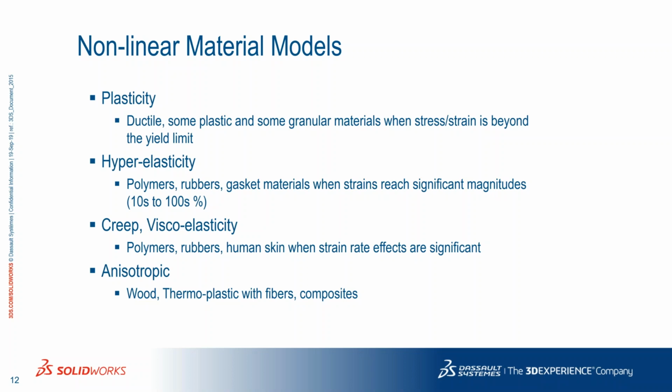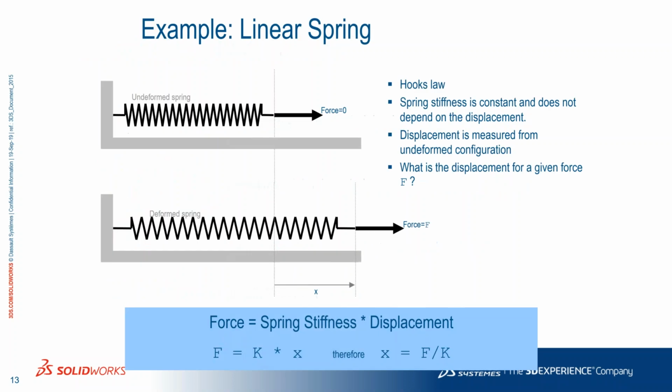Anisotropic means that we have different materials like wood or thermoplastic with fibers or composites. So different materials that have different behavior in the three-dimensional coordinates. So basically, they have laminas in their materials, and we have to use a specific model for anisotropic or orthotropic materials.